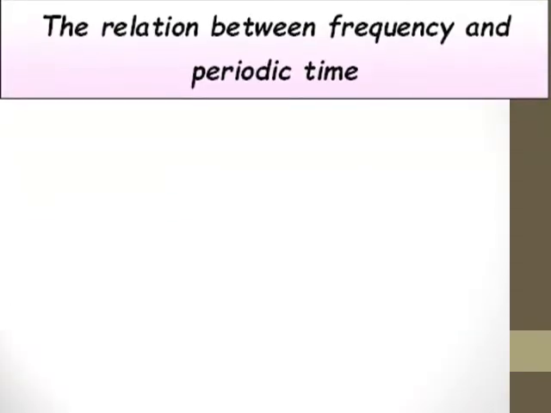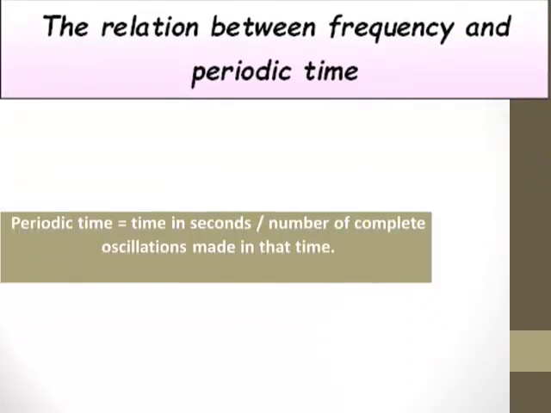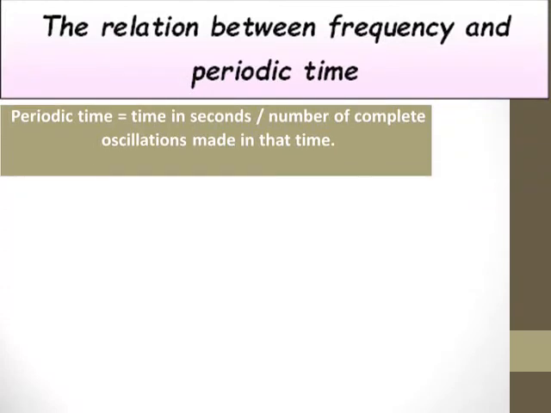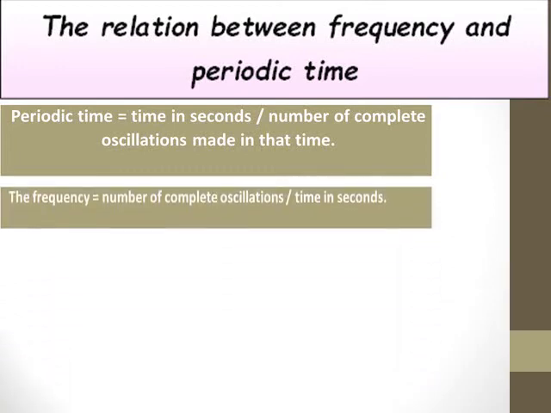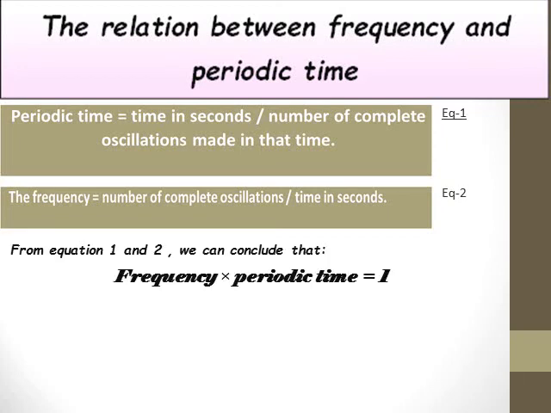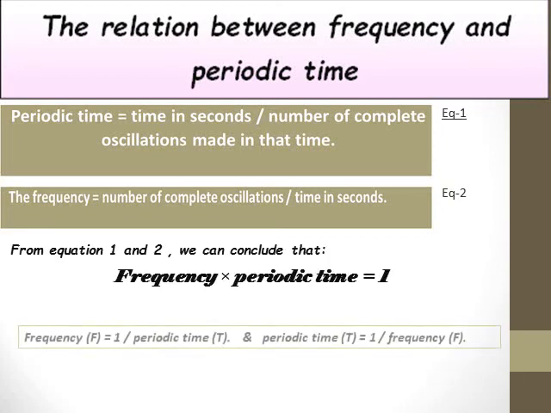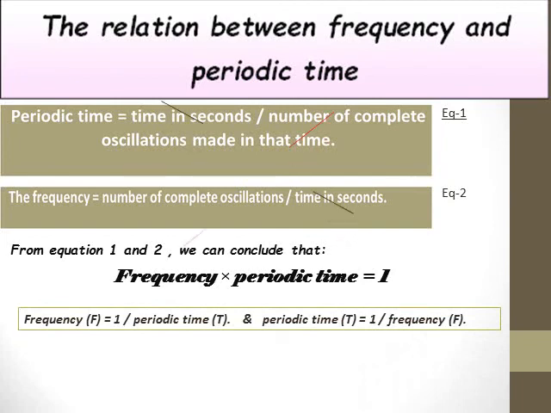Now, let's conclude the relation between frequency and periodic time. From the equation number 1, which is periodic time equals time in seconds over number of complete oscillations made in that time, and equation number 2, the frequency equals number of complete oscillations over time in seconds, we can conclude that frequency times periodic time equals 1. And we can say that frequency equals 1 over periodic time, or periodic time equals 1 over frequency.